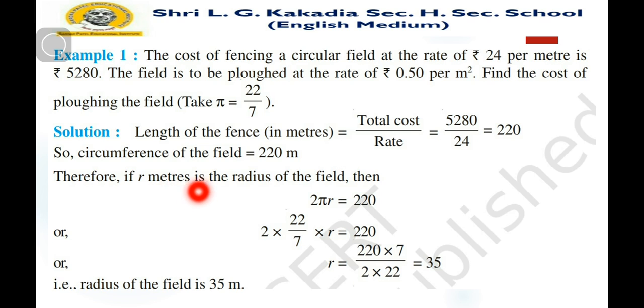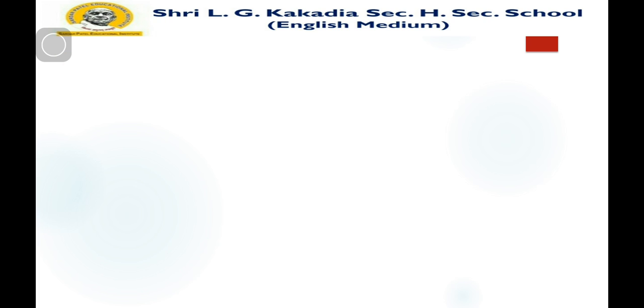Therefore, if r meters is the radius of the field, then 2 pi r is equal to 220. So we can find the value of r is equal to 35 meters. So we have the value of r, and we can easily find the area of the given field.